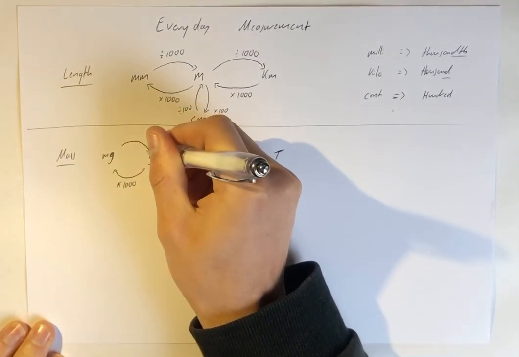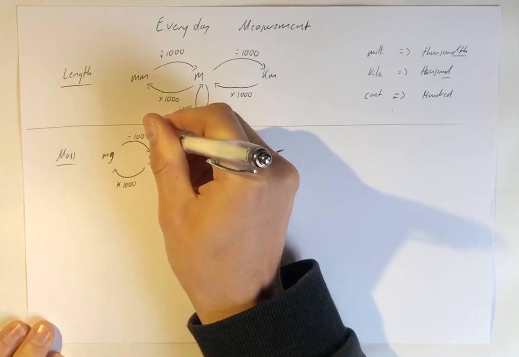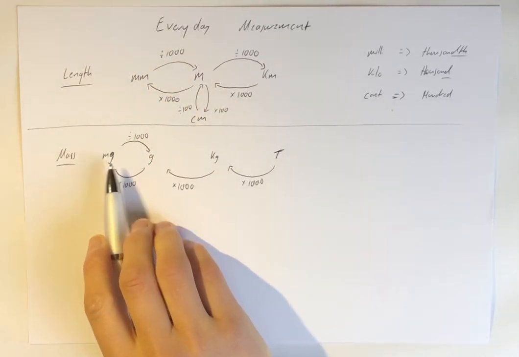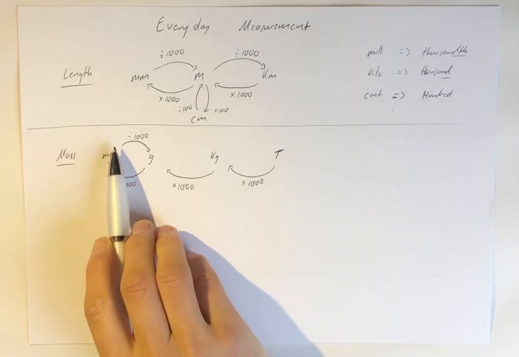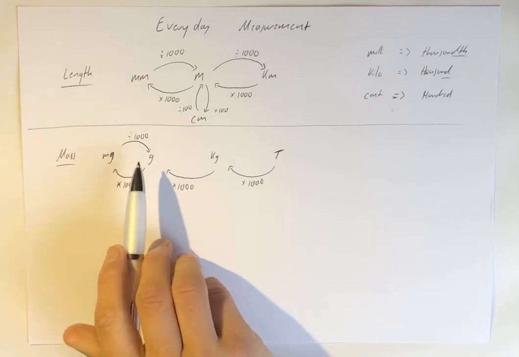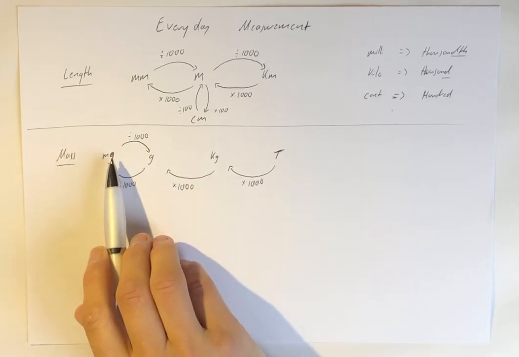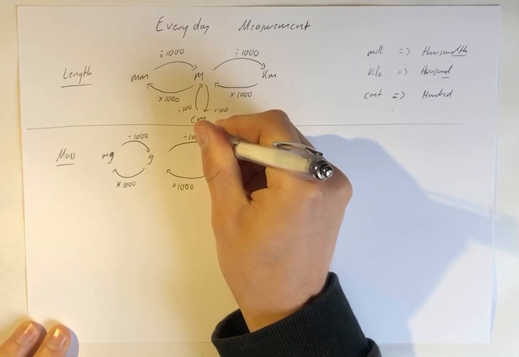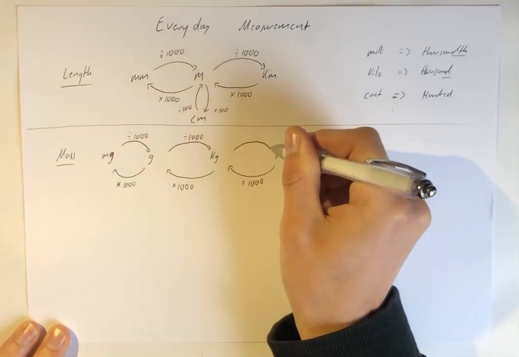And if you're going back, it's all division. If I had 2,000 milligrams, how many grams is that? Well, if I divide that 2,000 by 1,000, I'd have 2 grams. Makes sense. There's 2 grams would have 2,000 milligrams. And we can bring this all the way up.